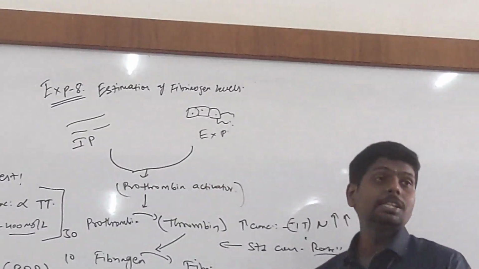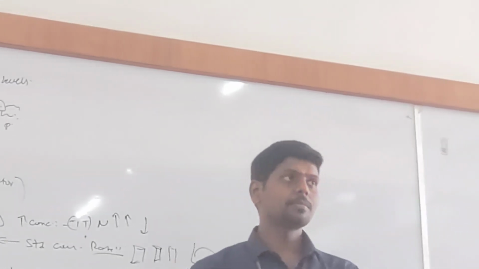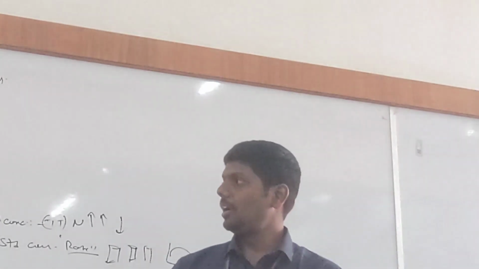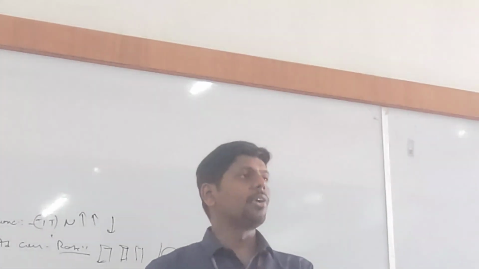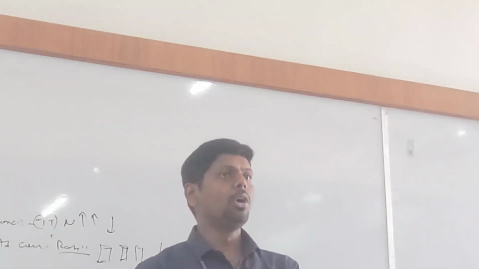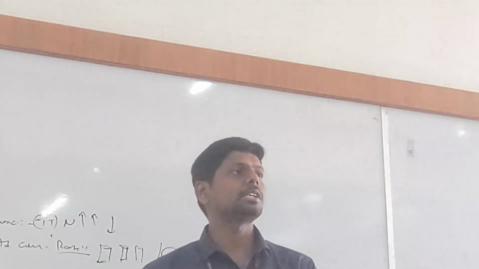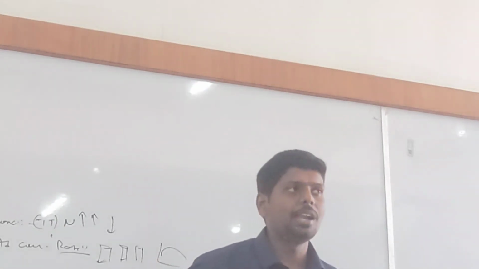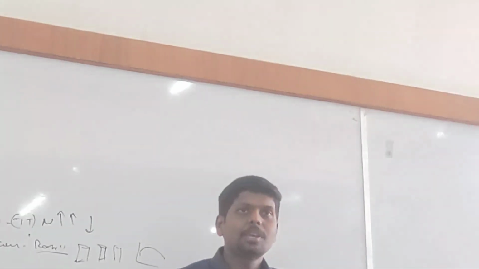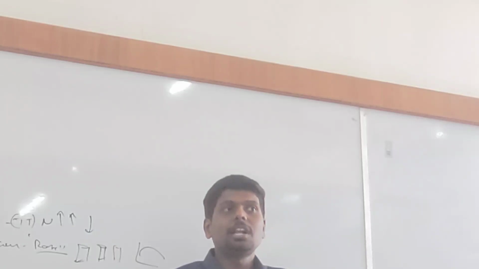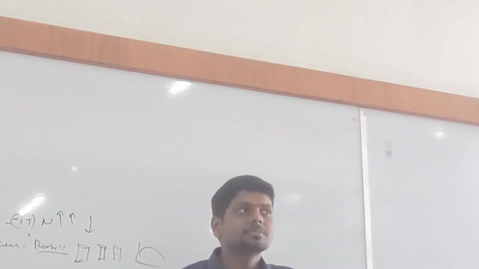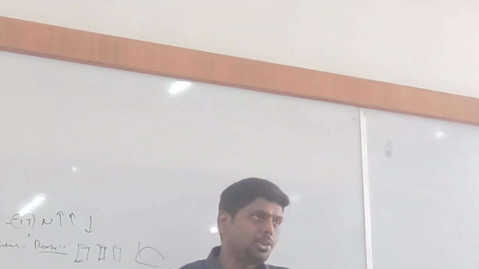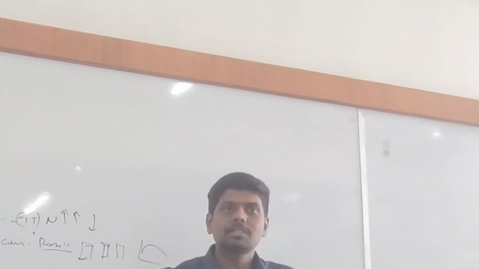And who will secrete fibrinogen? Liver. Very good. So in case of DIC or excessive clotting conditions in the body, such as heart strokes, what will be the levels of fibrinogen? It will reduce. The reason? Fibrinogen is being converted into fibrin due to clots, right?